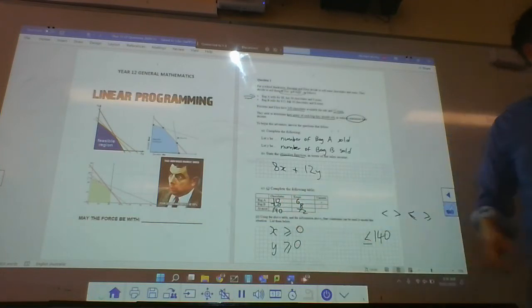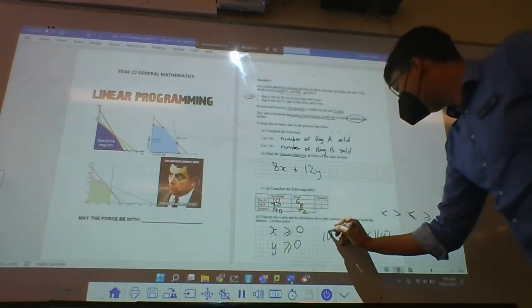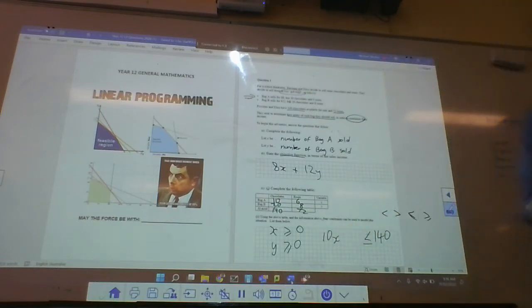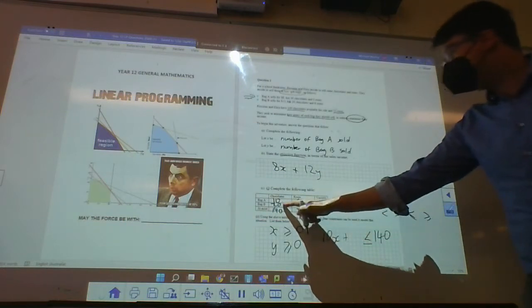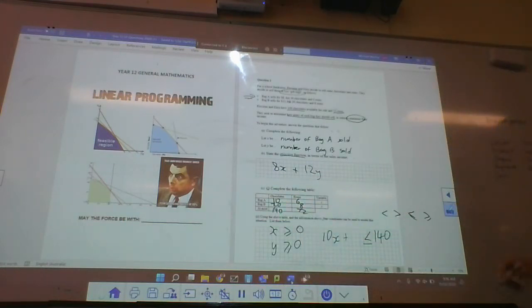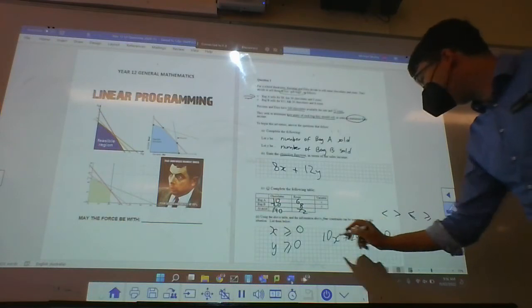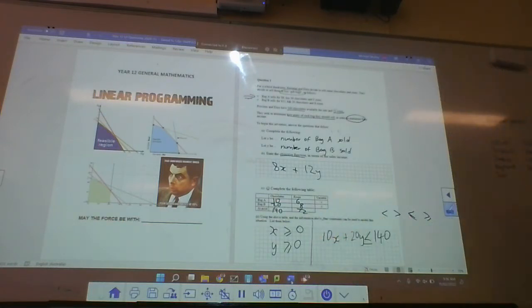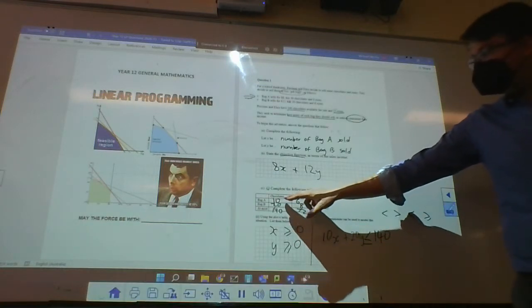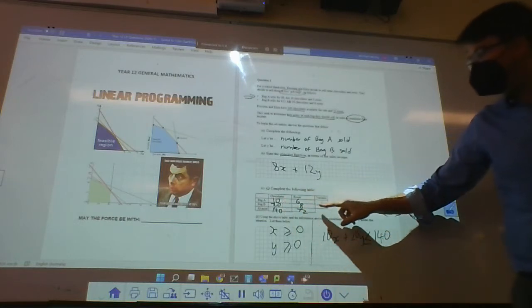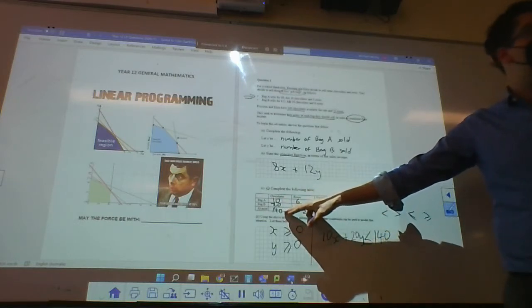So that means it's 10 times X, plus, how many chocolates are in bag B? 20. Plus 20 times Y has to be less than or equal to 140. 10 lots of bag A plus 20 lots of bag B has to be less than or equal to 140. Can you see how this table actually sort of shows us that? 10 times X plus 20 times Y has to be at most 140.